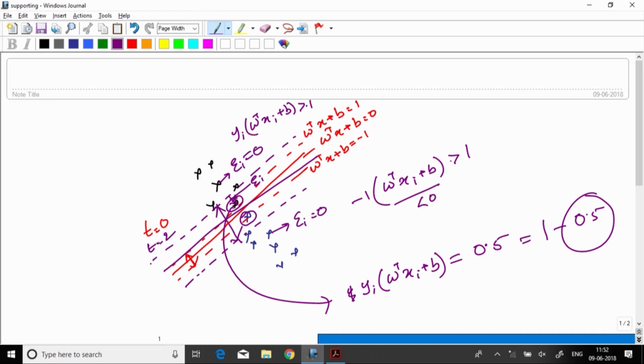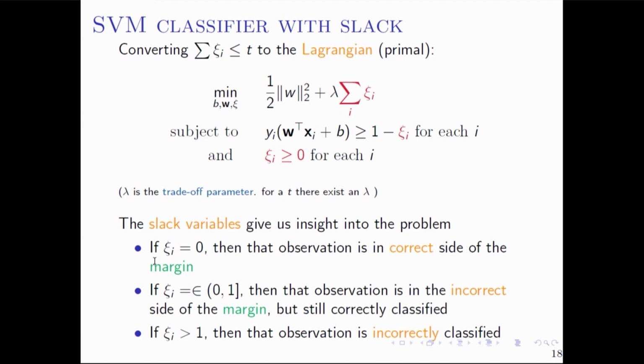And what happens when this is on the supporting hyperplane? On the supporting hyperplane also, the xi_i is equal to 0, because on the supporting hyperplane W transpose x_i plus B is exactly equal to 1. So your xi_i will be 0. Okay.